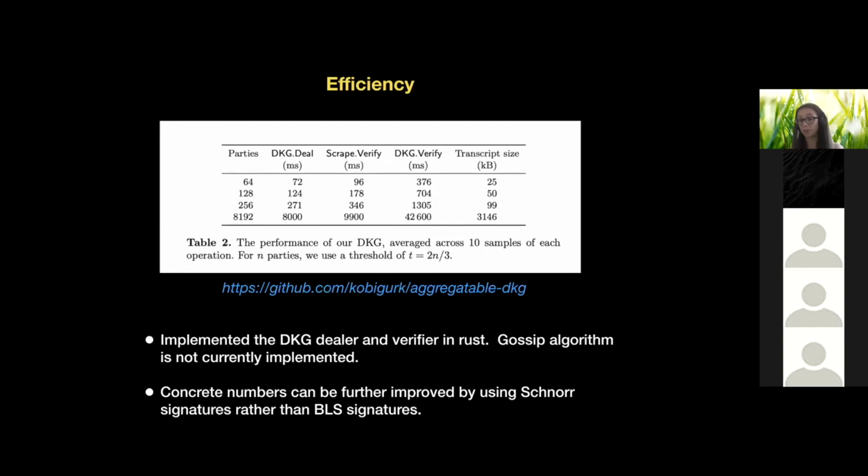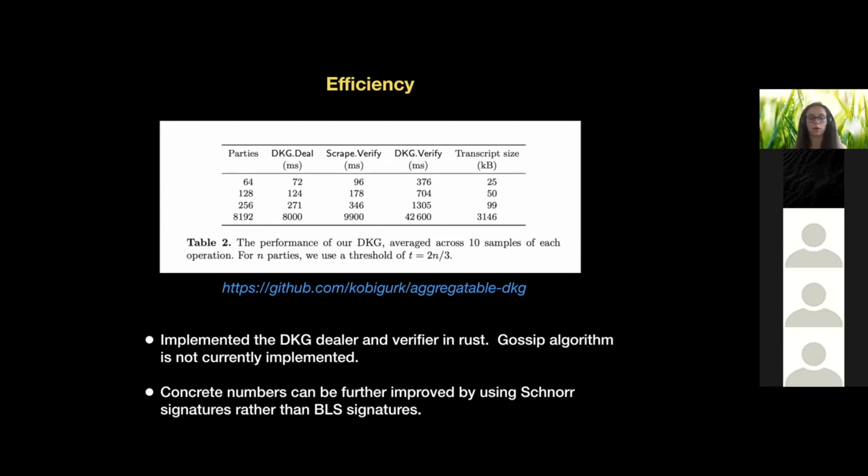So we do have an implementation as well, thanks to Kobi, which is open source. You can find it on GitHub. We didn't implement the gossip protocol, but we did implement the DKG dealer and the DKG verifier. And we did this for up to 8,000 participants.